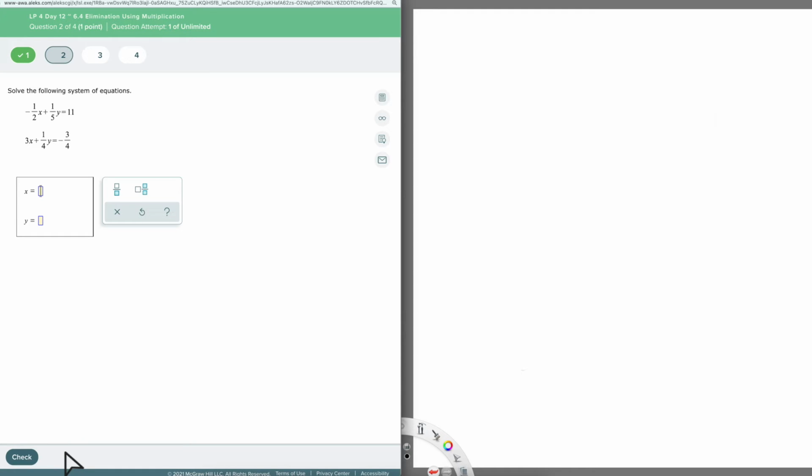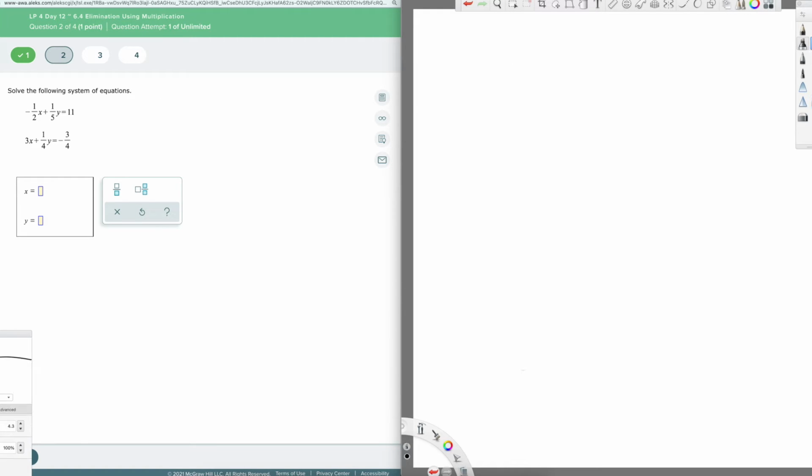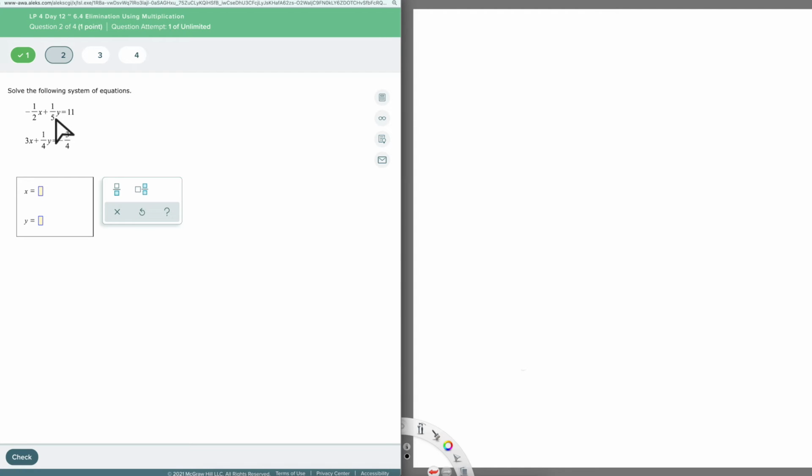All right, so with this one, we have some fractions. So we have negative 1/2 x plus 1/5 y equals 11, and 3x plus 1/4 y equals negative 3/4. One thing I would do before I even started this is eliminate the fractions, because it'll make it much easier to look at, honestly. So I want, again, to deal with lowest common multiple, and we're actually going to do that twice. Looking at the denominators right now to eliminate fractions, if I have 2 and 5, the lowest common multiple would be 10.